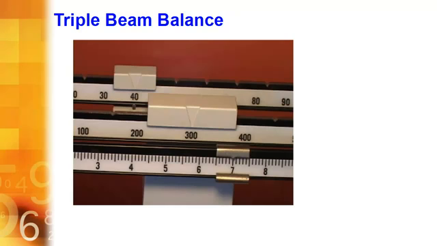Alright. We have the 100 slider, 300. We have the 10 slider, is at 40. The 1 slider happens to be, looks like, right square on the 7. So what would we write? 347?